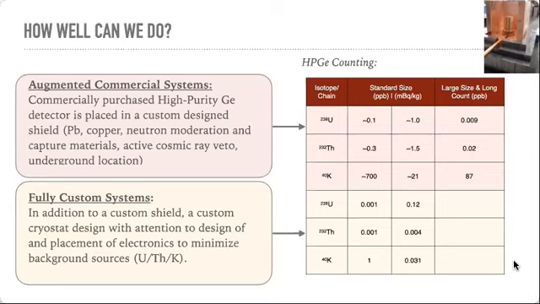And so just to give you a sample, this is just a standard size counter. This column here, the units are parts per billion. This column here is millibecquerel per kilogram, and the units are different because it means different things to different people. And then if you had a larger size sample, this is what you might be able to do. And so you can see that these custom systems can do a factor of 10 or 100 better in counting some of these radio impurities that we care about.